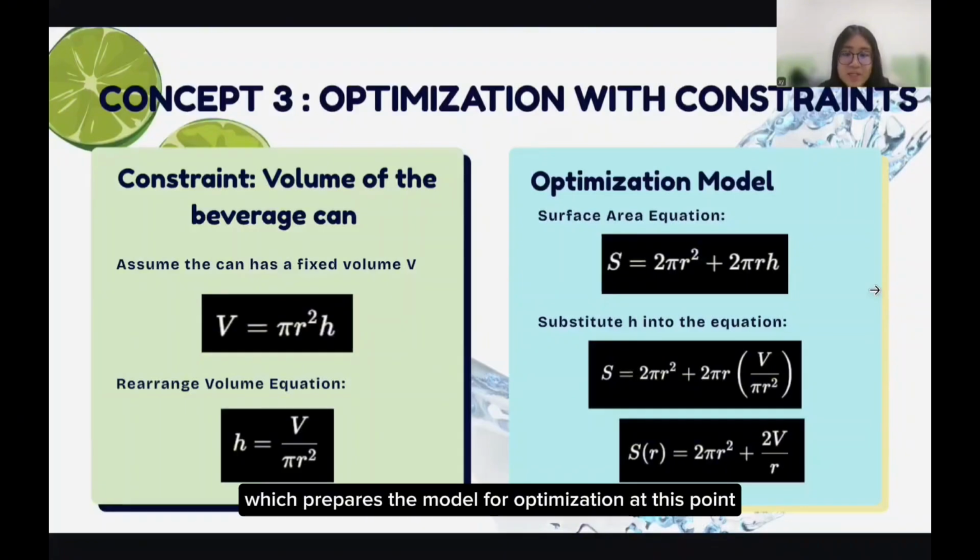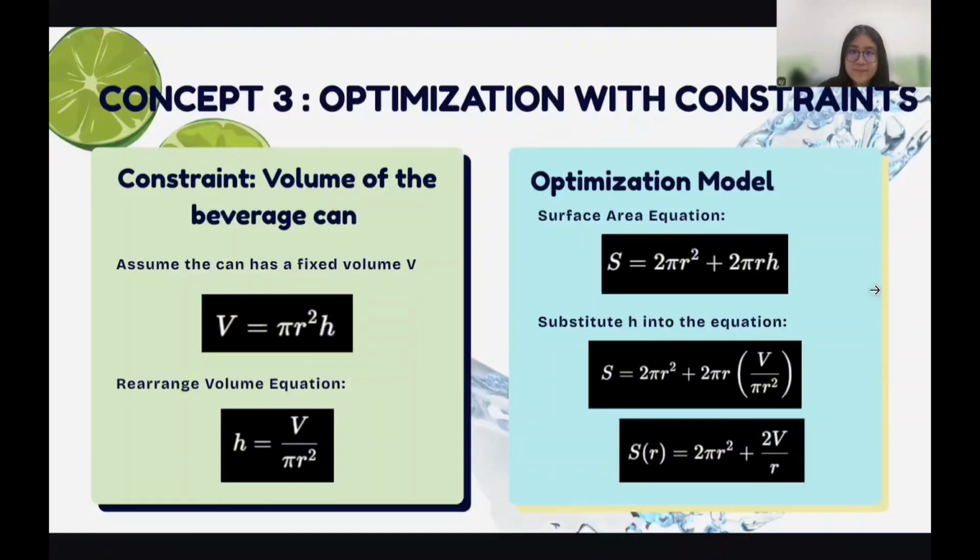At this point, we have successfully identified the relevant Calculus 2 concepts and developed the mathematical model. Next, my teammate will apply partial derivatives together with the volume constraint to determine the optimal dimensions of the beverage can.